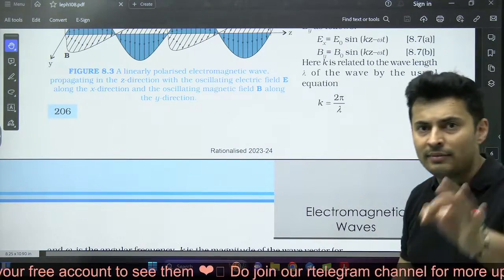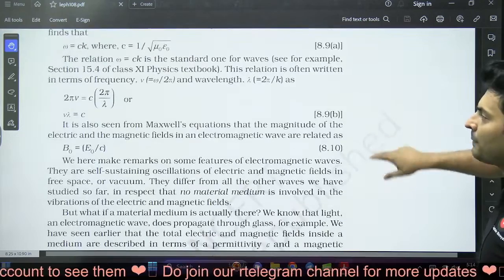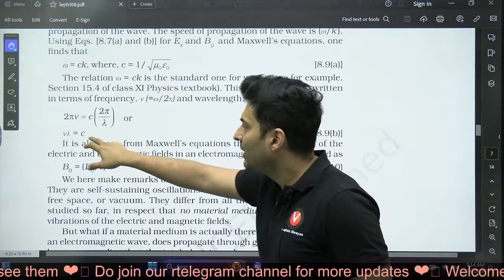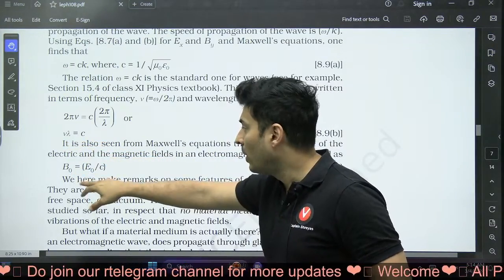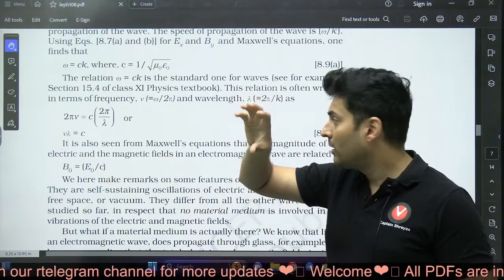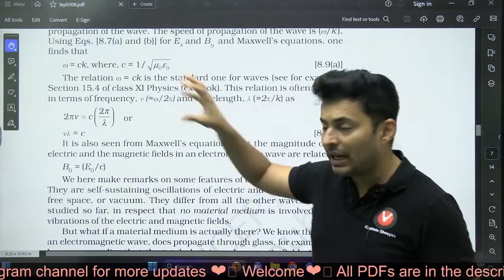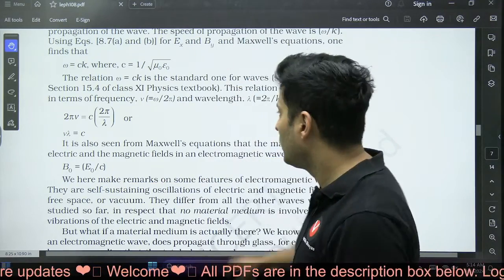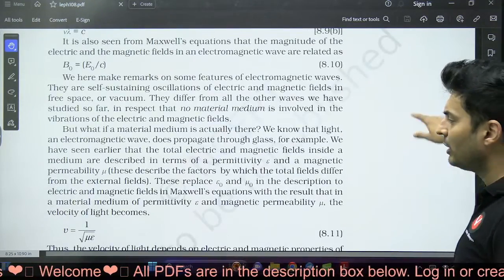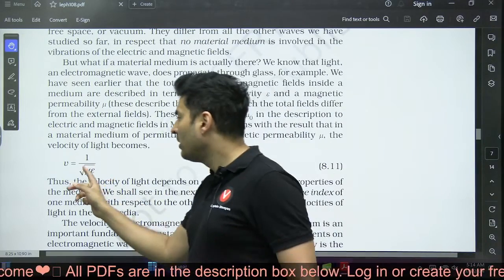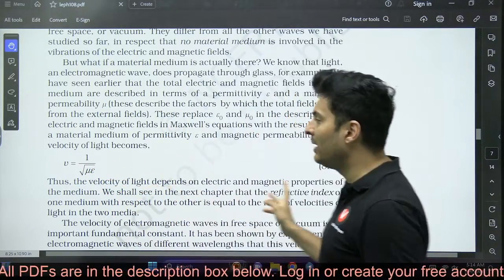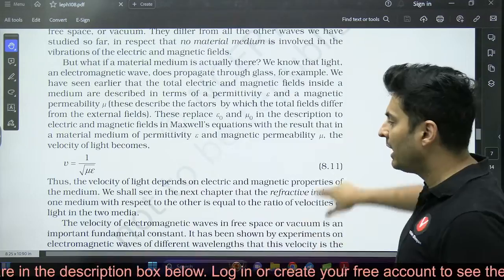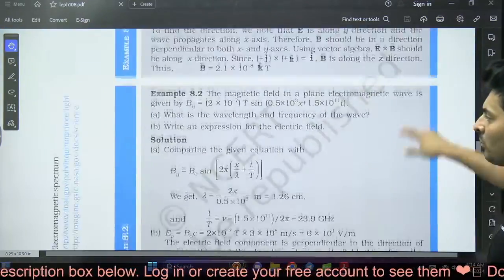K is the angular wave number, 2 pi by lambda. Let's go ahead. Then speed of light is frequency into wavelength. Also, speed of light is electric field by magnetic field. Yes, speed of light is electric field by magnetic field. So you can also use frequency into wavelength. You can also use this formula, 1 by root of permeability into permittivity. So if the medium changes, speed of light will also change. Moving on.